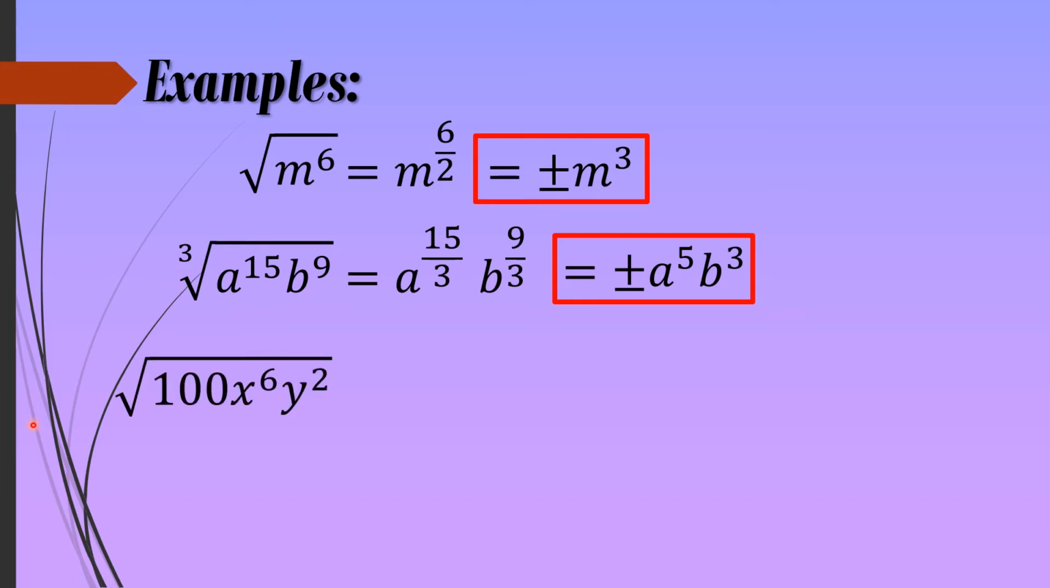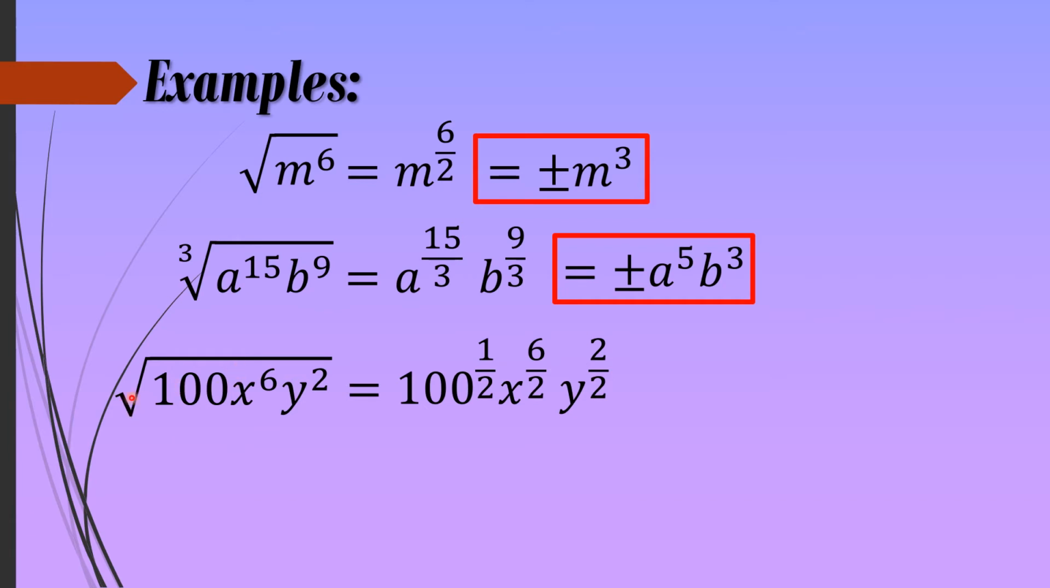Another, square root of 100 x to the 6th power y squared. So, kung kanina ay given variable lamang na kung saan dinivide lang natin yung exponent ng variable dun sa corresponding kth root niya, dito meron na siyang numerical coefficient or constant. So, uunahin natin yung 100 followed by x and y. So, magiging 100 raised to 1 half since the exponent of 100 here is 1.